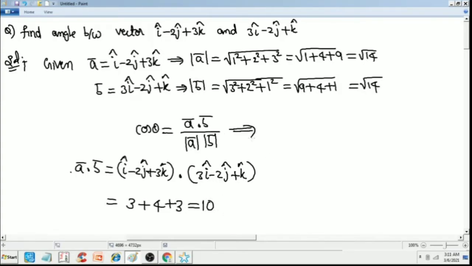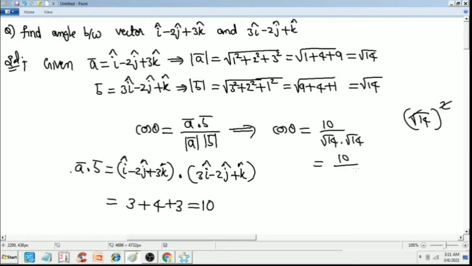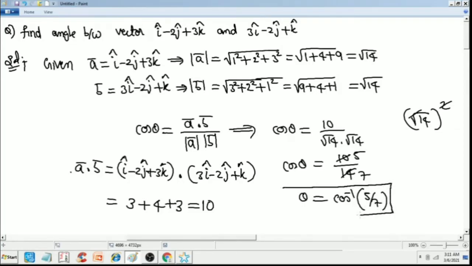According to this formula, cos theta is equal to A dot B, which is 10, by A modulus, root 14, times B modulus, root 14. Root 14 whole square, the square root cancels, so I can write 14. Cos theta is equal to 10 by 14, dividing by 2, 5 by 7. If I bring cos to the right hand side, it becomes cos inverse of 5 by 7. So theta is equal to cos inverse of 5 by 7. This is the solution.